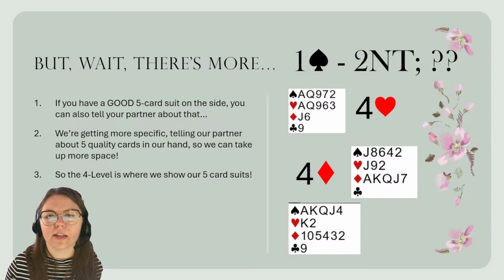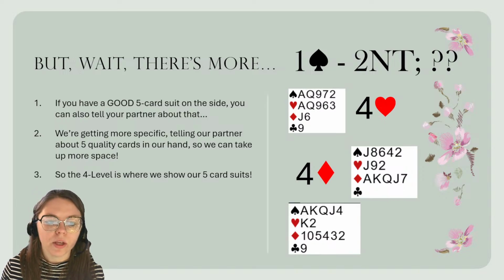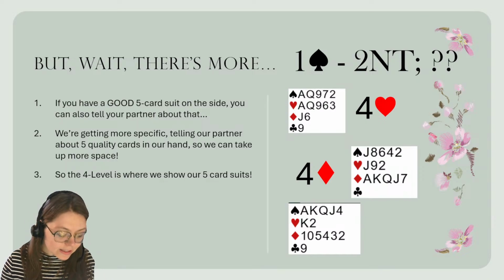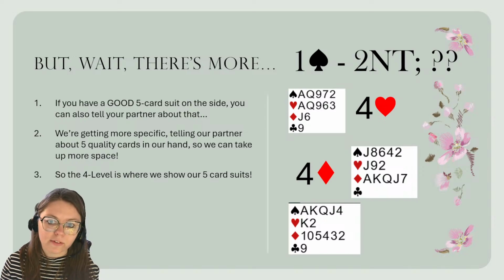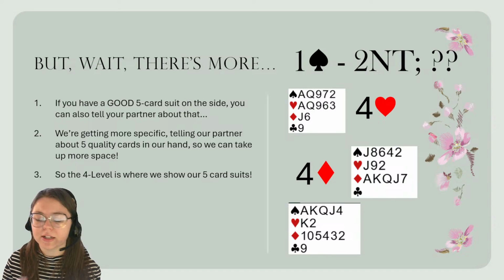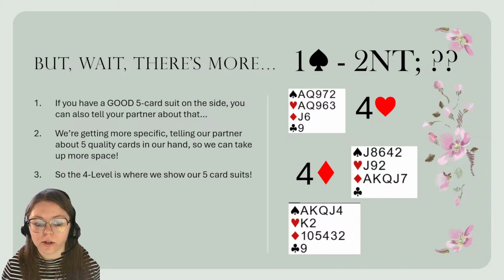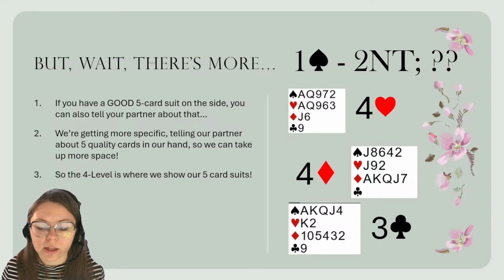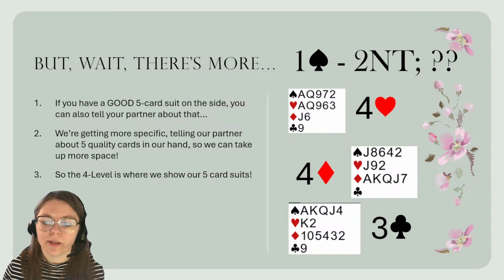Now, here is an example where we don't want to do that. We have 13 high card points and we do have 5 diamonds, but these 5 diamonds are not going to be giving us any tricks. This is not going to give our partnership any tricks and it's not going to help us in slam. So instead of treating this like a 5 card suit, I'm just going to show the shortness. So I will show 3 clubs here, which is just showing a singleton club.